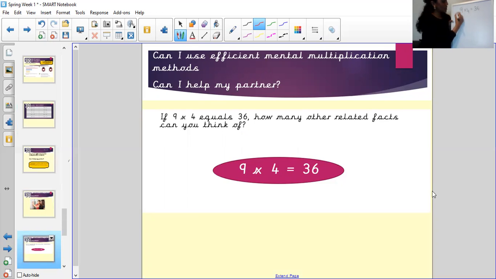So we could also have 9 times 40, which equals 360. And we could also do 4 times 90, which also equals 360.